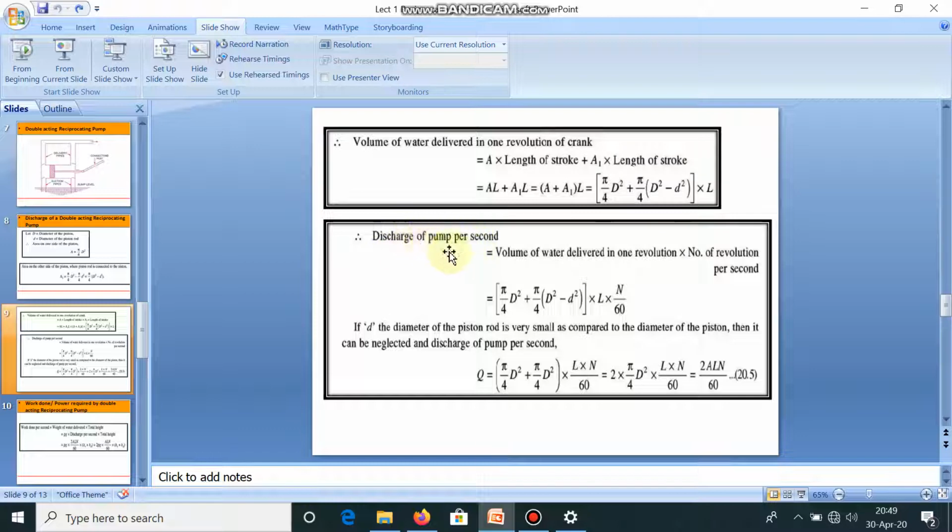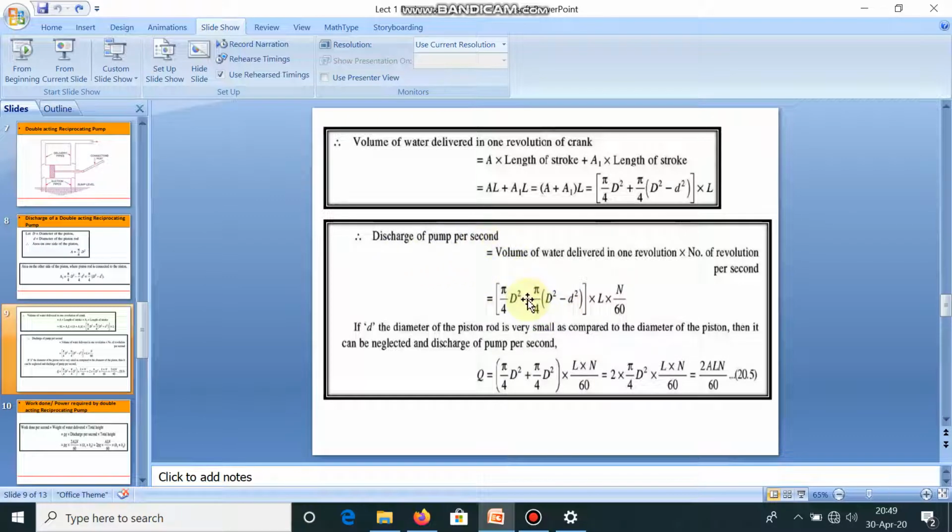Therefore, the discharge of the pump per second is equal to the volume of water delivered in one revolution multiplied by the number of revolutions per second. So here we put this expression and we'll be getting the expression for the discharge of the pump per second.